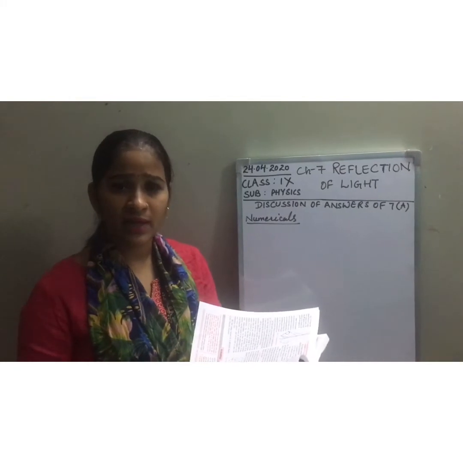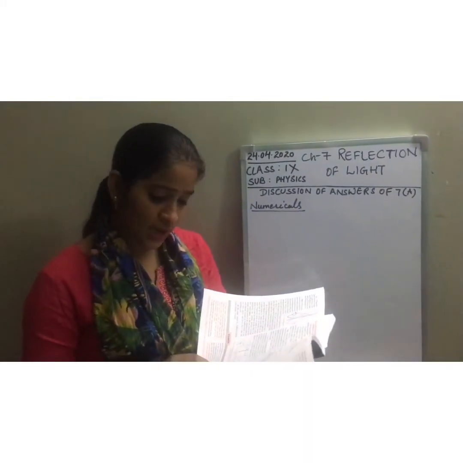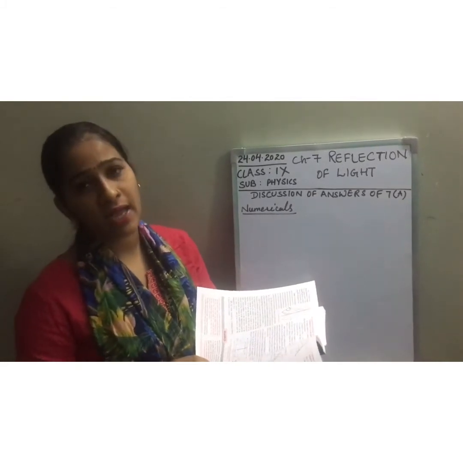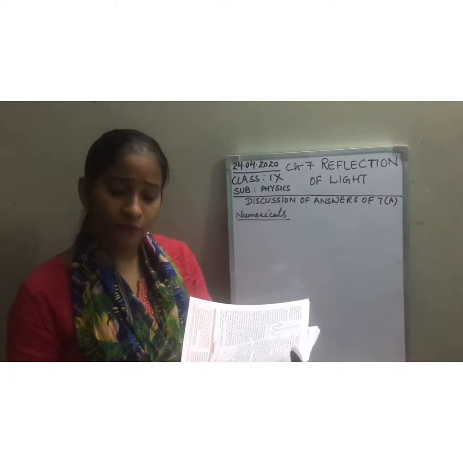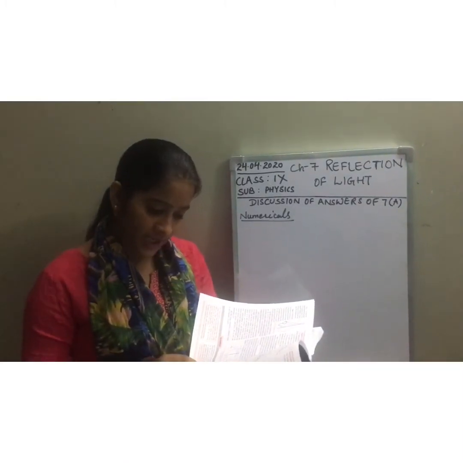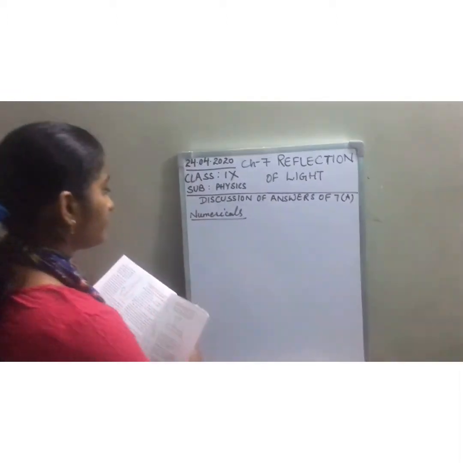Angle of incidence: the angle between the incident ray and the normal is known as the angle of incidence. Angle of reflection, students: the angle between the reflected ray and the normal is called the angle of reflection. Draw a diagram to show them. You can do that. It's very easy.